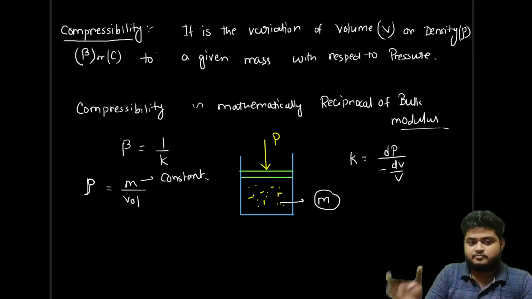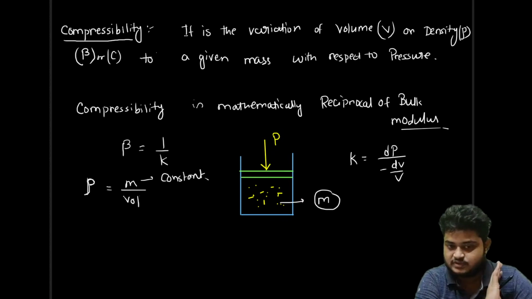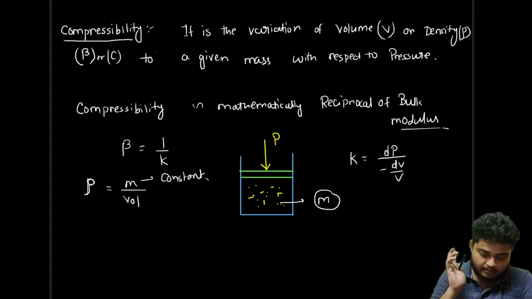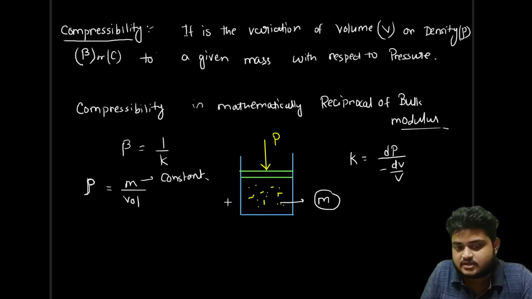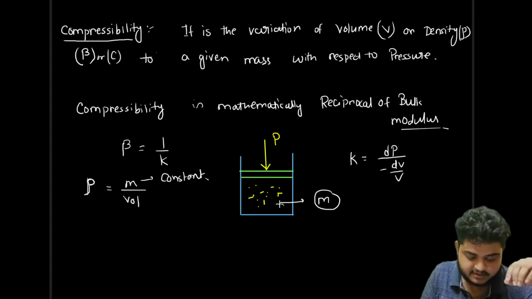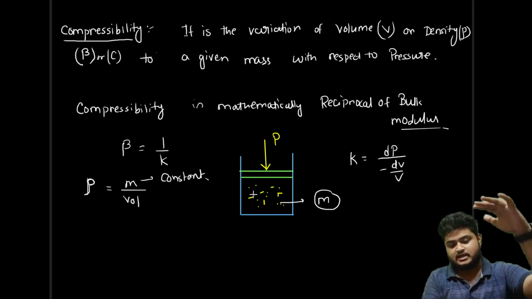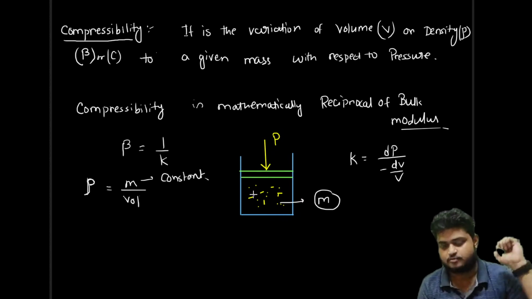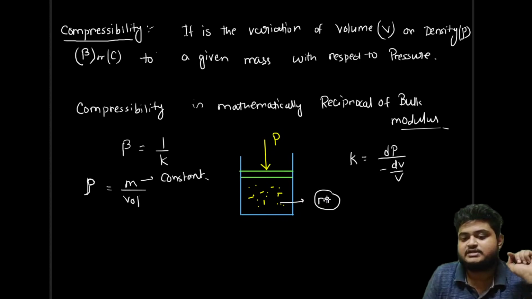Okay. So then we come to compressibility. Compressibility is mathematically the reciprocal of bulk modulus, we have said. Now come back to our experiment. So we have taken a container. In this container we have taken a fluid sample. Now what we are doing, we are increasing the pressure from the top of that particular fluid, and we know the mass of the fluid is constant.